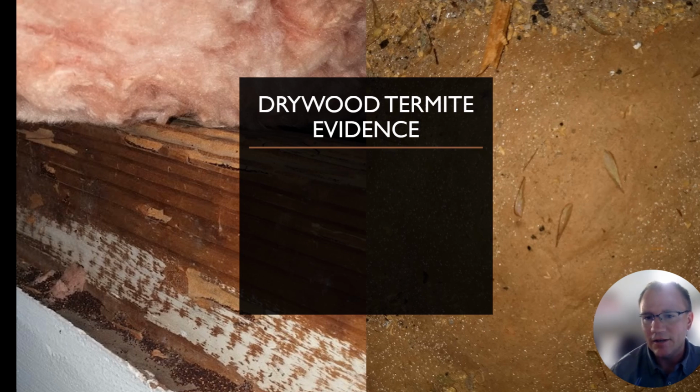On the right, you're going to see evidence of drywood termite swarm wings. So these are just actual wings from a swarm. So again, these are definitely some things you can come across in crawl spaces in certain parts of the country.